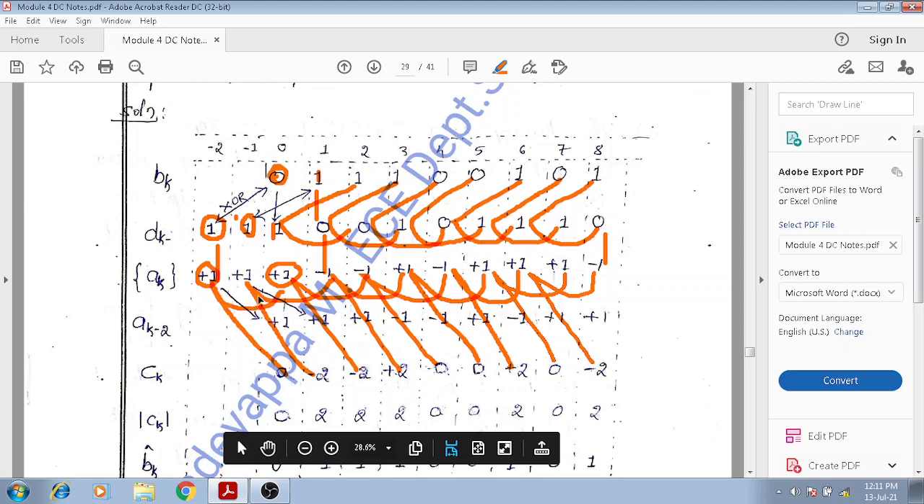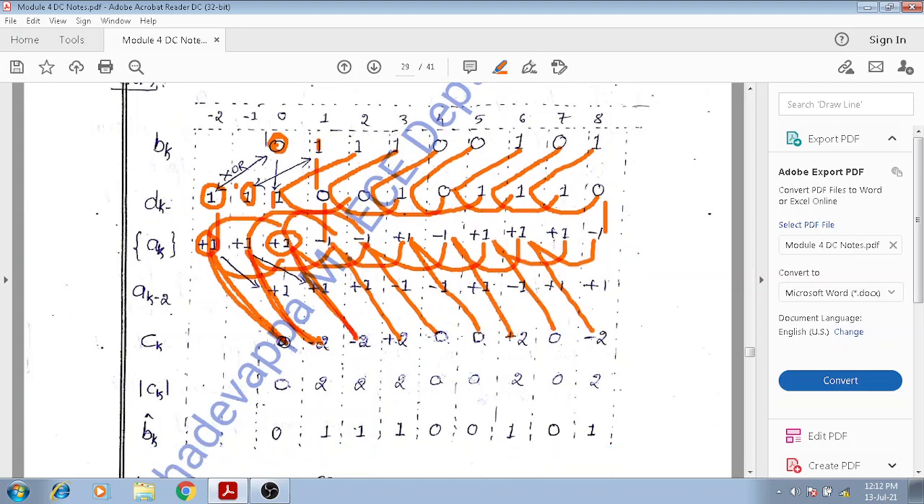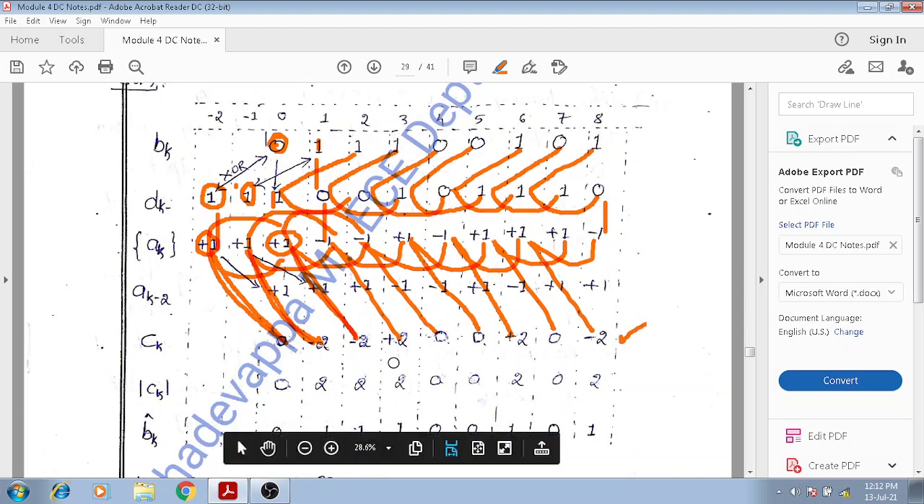So I will explain once again. Look here: +1 minus of +1 is 0, right? So this is 0. Next here, -1 minus of +1 is -2. Here -1 minus of +1, again you will get -2. So like this you have to perform the subtraction between Ak and Ak minus 2. So this is the output of the encoder, the output sequence or received sequence.